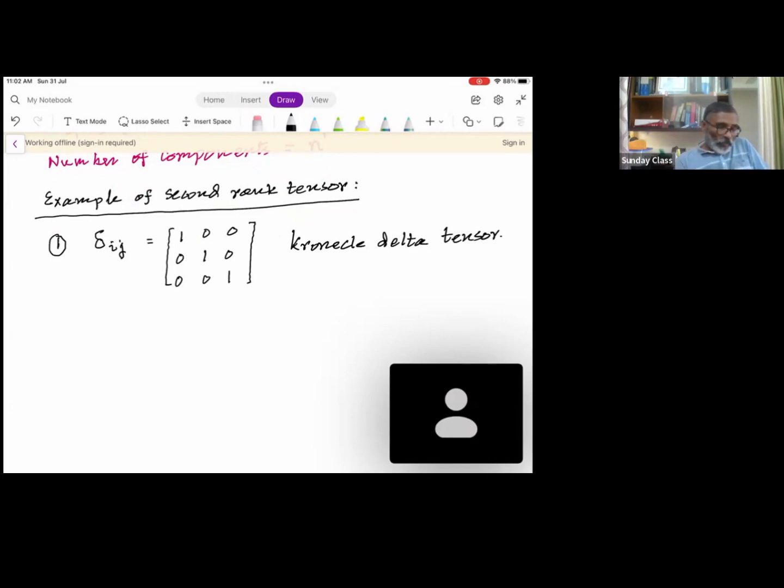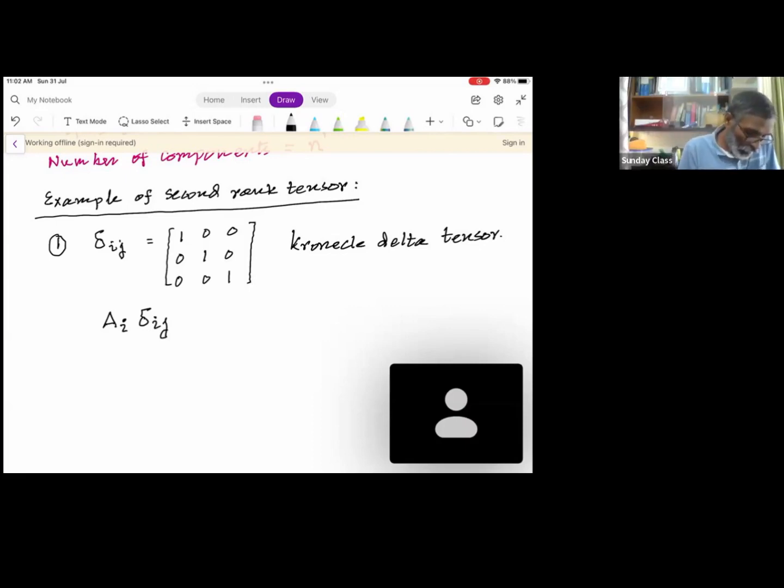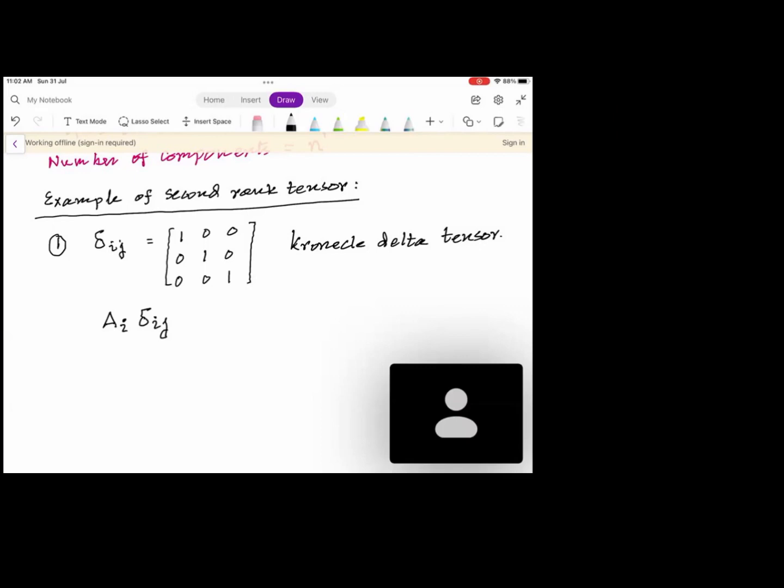Okay, suppose I ask you a question: I have ai multiplied by delta ij. What will be the result? How do we do this operation? ai delta ij. Sir, aj. So how is it aj? Because Kronecker delta will have 1 only when i equals j.